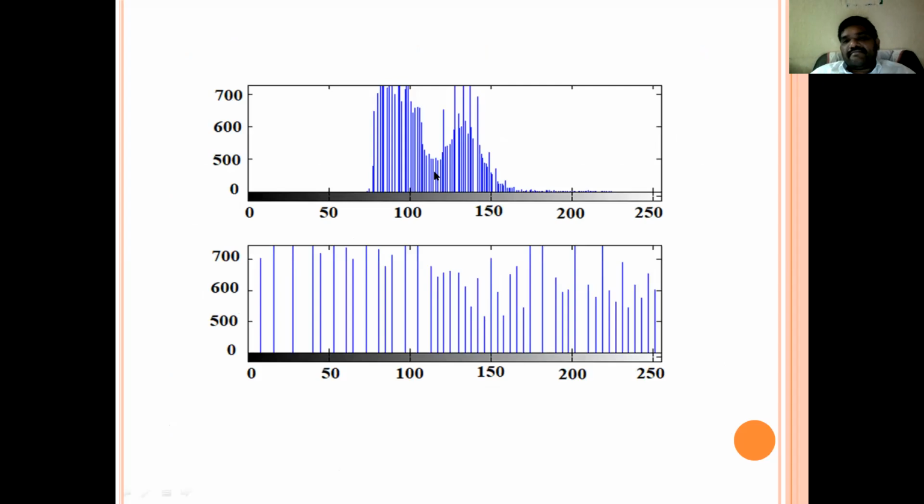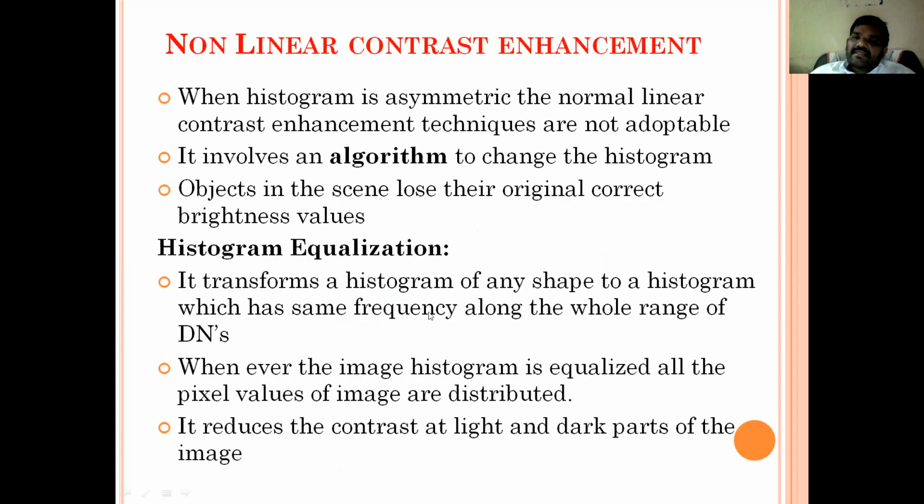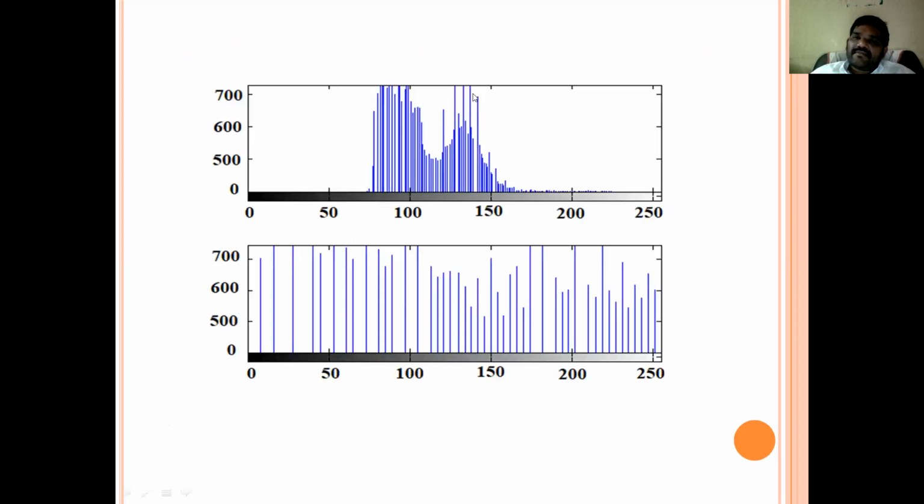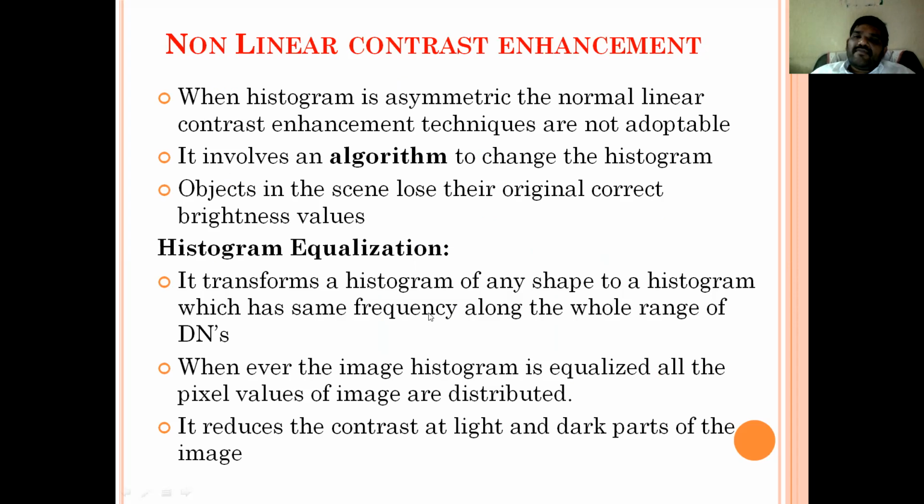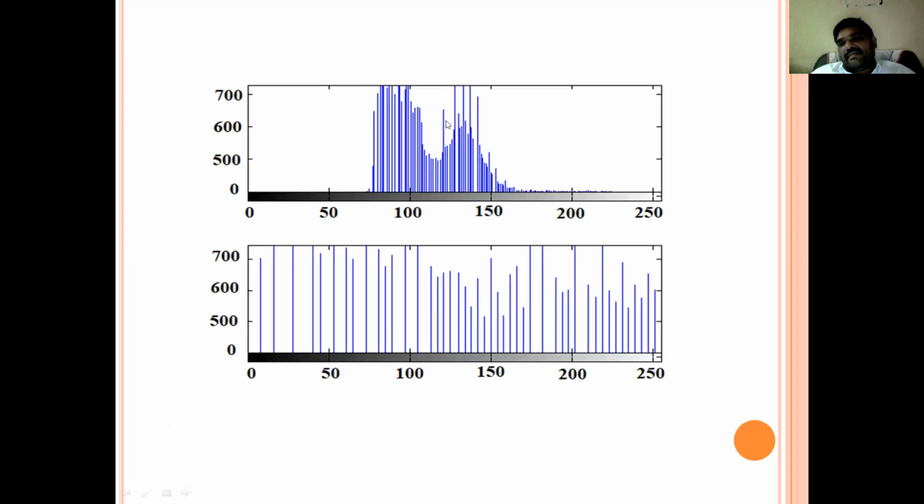This is about equalization. This is the image, and it is redistributing like this. The first one can change any shape of histogram, to one which has the same frequency along the whole range of digital numbers. It has the same frequency like this, high and low. It can change digital numbers so that they have the same frequency along the whole range of digital numbers.